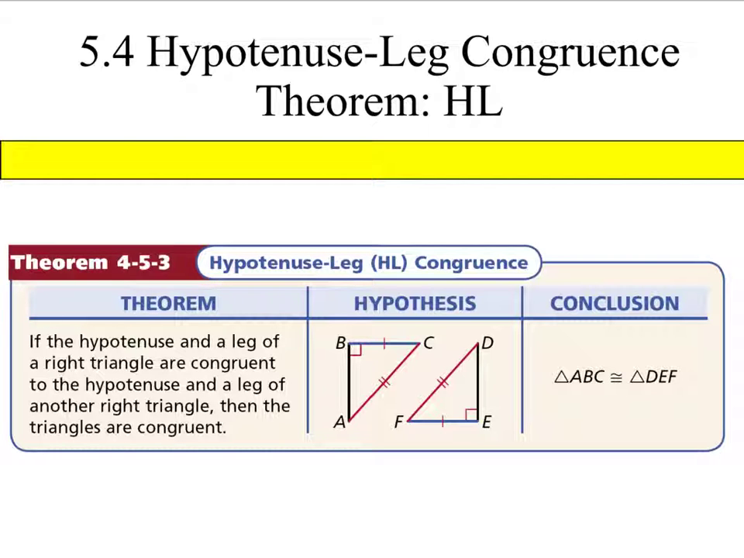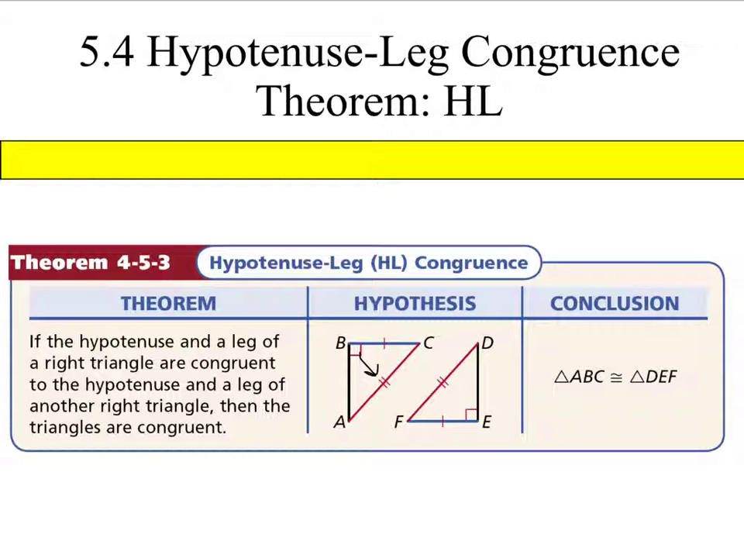It says if the hypotenuse and a leg of a right triangle are congruent to the hypotenuse and a leg of another right triangle, then the triangles are congruent. Go figure. The hypotenuse-leg congruence theorem is talking about a hypotenuse and a leg. Remember, what is a hypotenuse? Exactly, it's the side across from the 90-degree angle. So if you look at this triangle BAC, AC is going to be your hypotenuse because it's on the opposite side of that 90-degree angle.